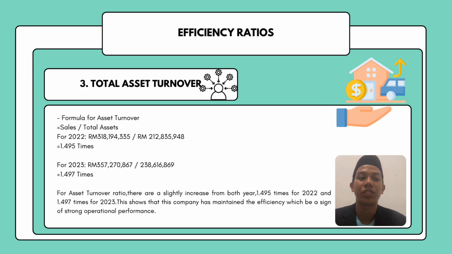So for the interpretation of the asset turnover ratio, it slightly increased from both years, which is 1.495 times for 2022 and 1.497 times for 2023. This shows that this company has maintained the efficiency, which is a sign of a strong operational performance.